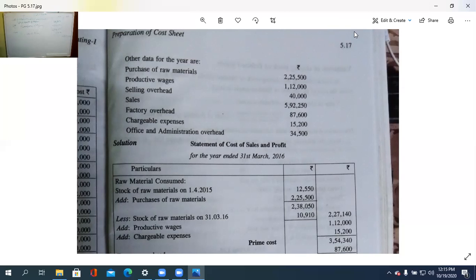Along with that, what about the productive wages? Productive wages means direct labor. How much? 1,12,000. Then the rest is chargeable expenses.